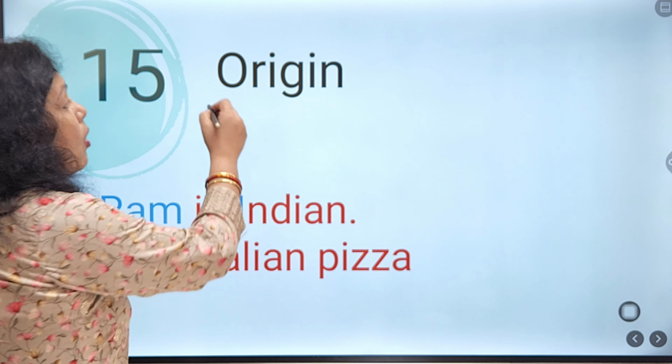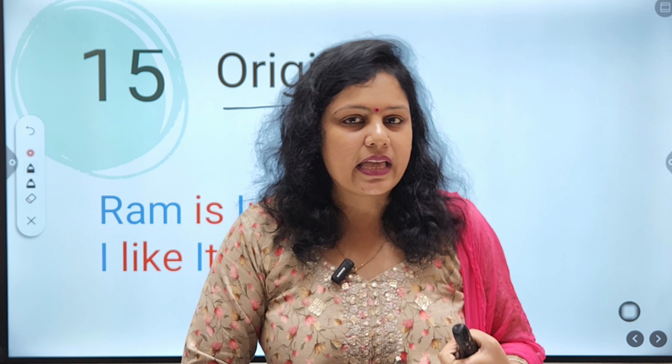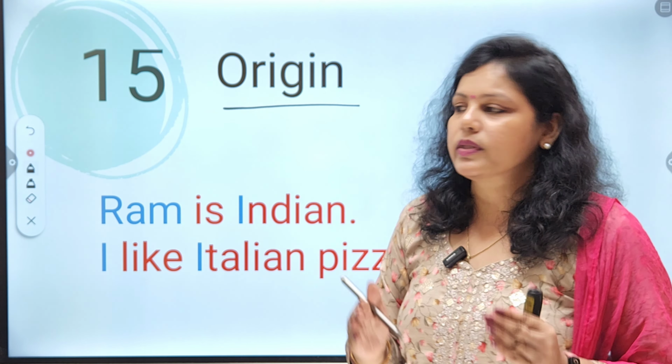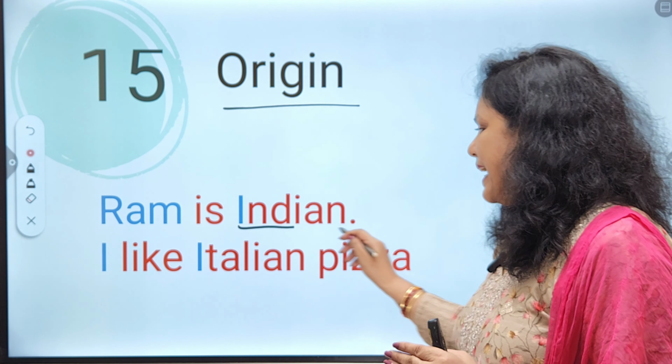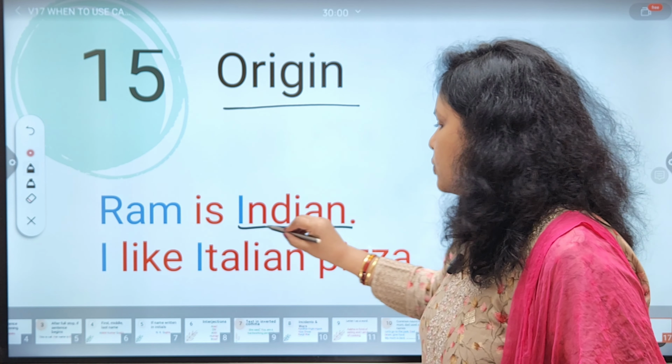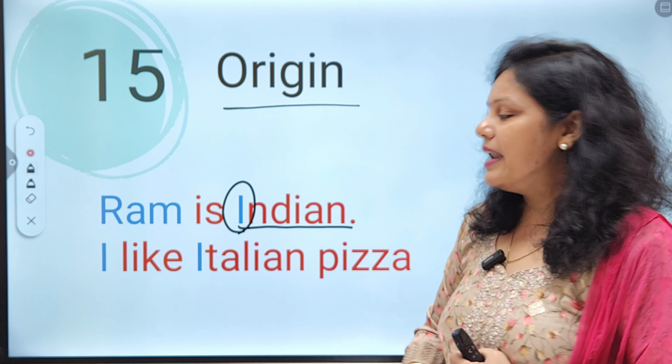Right. Next, origin. If you are talking about the origin of any person, place, thing or anything in this world, like pizza, then pizza could be Italian pizza, Chinese pizza, or Indian pizza also, right? So whenever you are talking about the origin, it will start with a capital letter, like Indian. Indian is the origin of Ram, and that is why it will start with a capital letter.